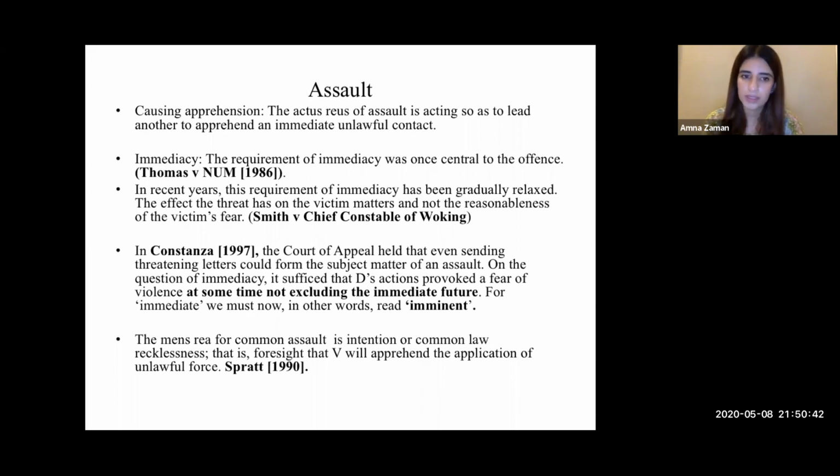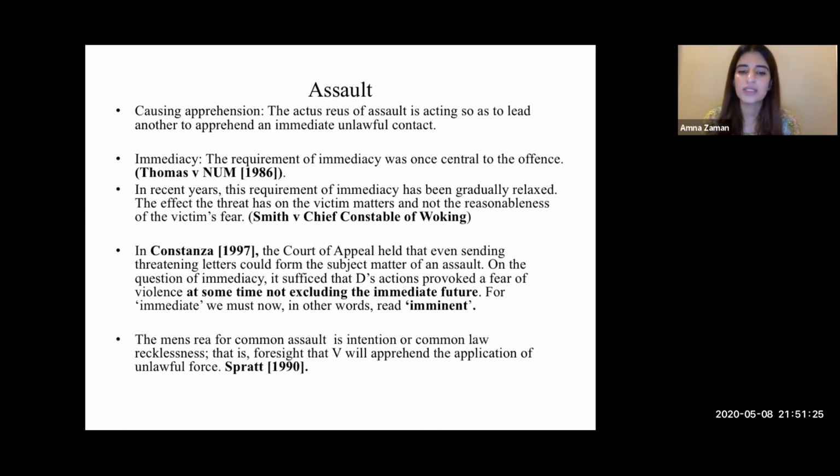So my point here is that even if the defendant did something that provoked fear of violence at some time, not excluding the immediate future, the defendant can be convicted. So the requirement of immediacy has now been relaxed. And we should now understand that immediate has been, in a way, replaced by the word imminent. So if there's no immediate danger of the force being actually applied to the victim's body, the fact that it is imminent should suffice.